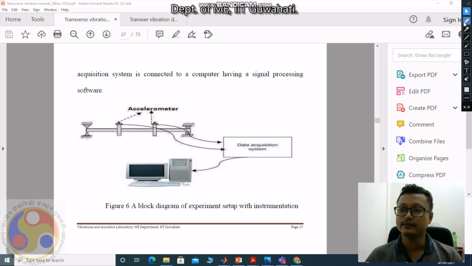So here is the picture. This is accelerometer one, and this is the second accelerometer. The signal goes to the data acquisition system, then it comes to the PC, and you can get the frequencies in the PC.